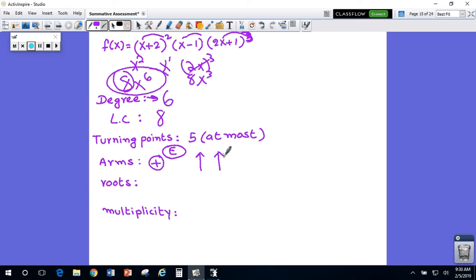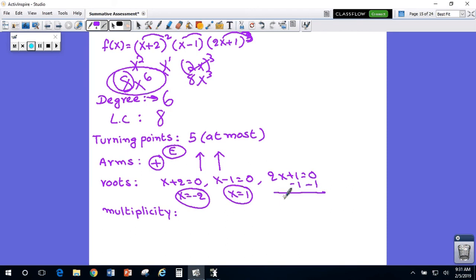What about the roots? Roots means where it crosses the x-axis, right? So to find out the roots, what you need to do is, in the given polynomial, you equal each factor to 0. Like x plus 2 equals 0. This is one factor. The other factor is x minus 1 equals 0. And 2x plus 1 equals 0. Then what we get here? X equals negative 2. Add 1 on both sides. X equals 1. Here you subtract 1 first. 2x equals negative 1. Divide by 2. X equals negative 1 half.